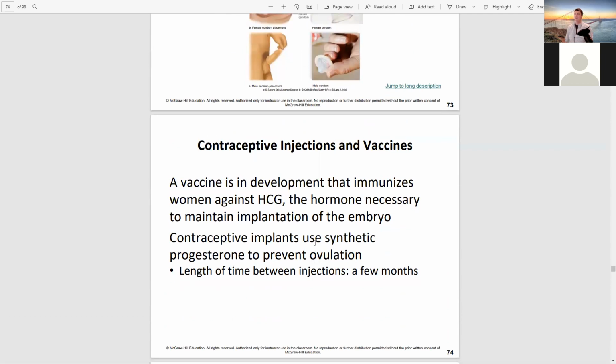So contraceptive injections and vaccines. A vaccine is in development that immunizes women against HCG, the hormone necessary to maintain implantation of the embryo. Contraceptive implants use synthetic progesterone to prevent ovulation. So the length of time between injections is a few months.